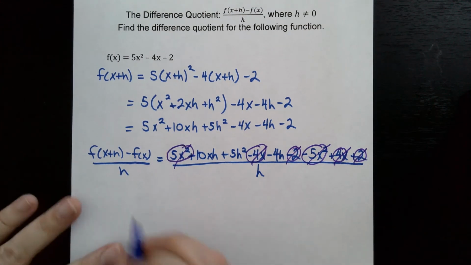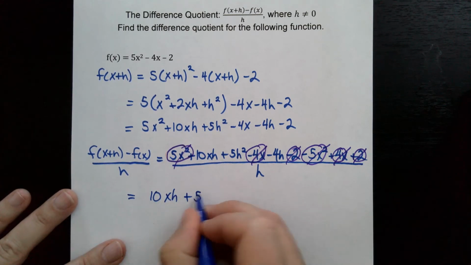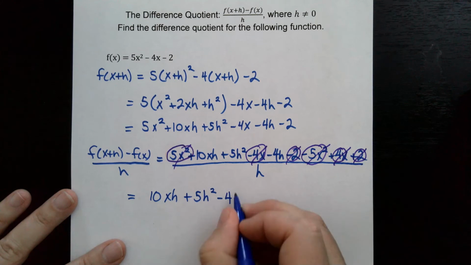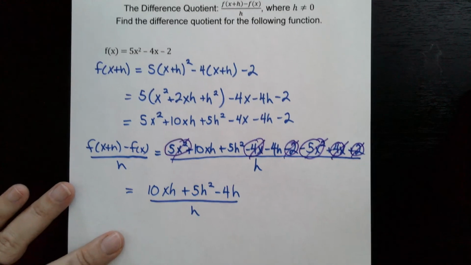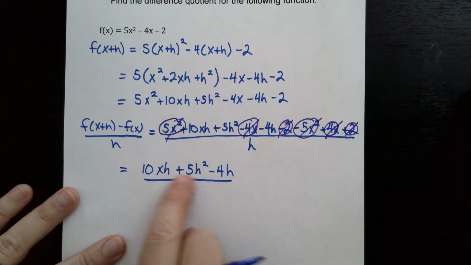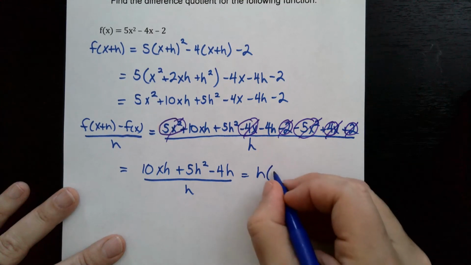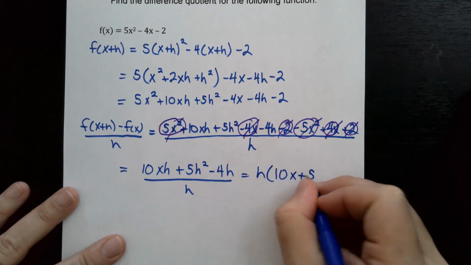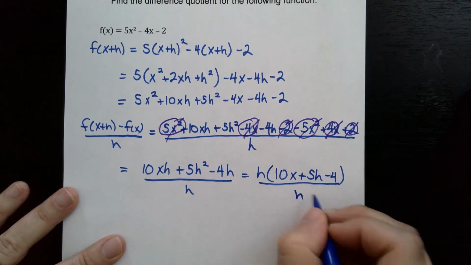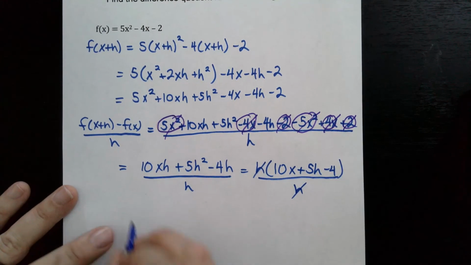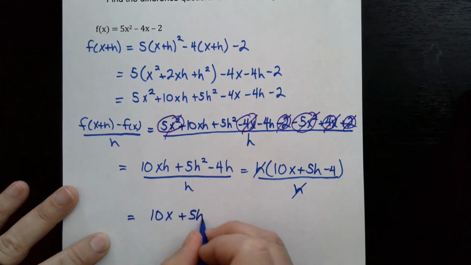Okay, and that will leave us with 10xh plus 5h squared minus 4h, divided by h. We're almost done, but notice that each one of these terms has an h in them. So I'm going to factor out an h there. That will leave me with 10x plus 5h minus 4, divided by h, so that I can cancel that h. So my final answer is 10x plus 5h minus 4.